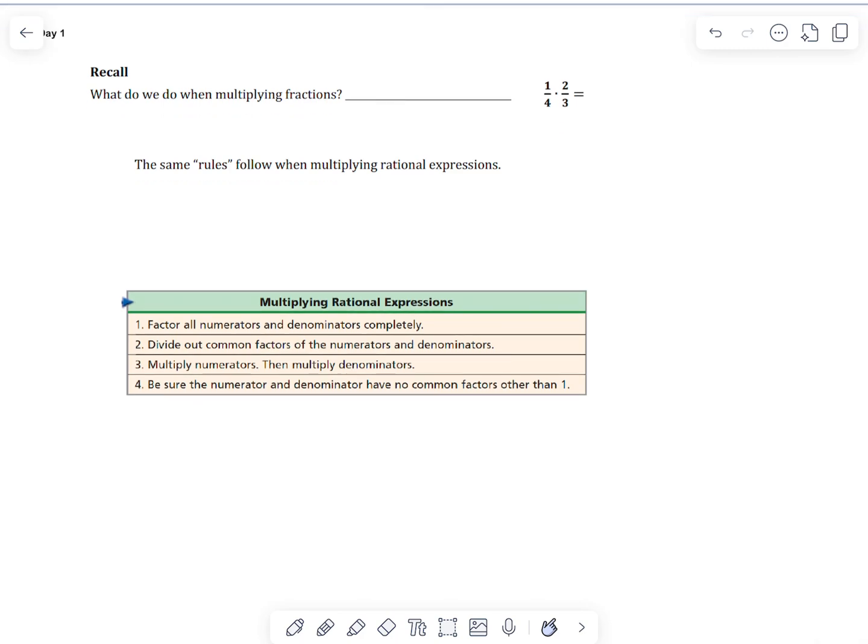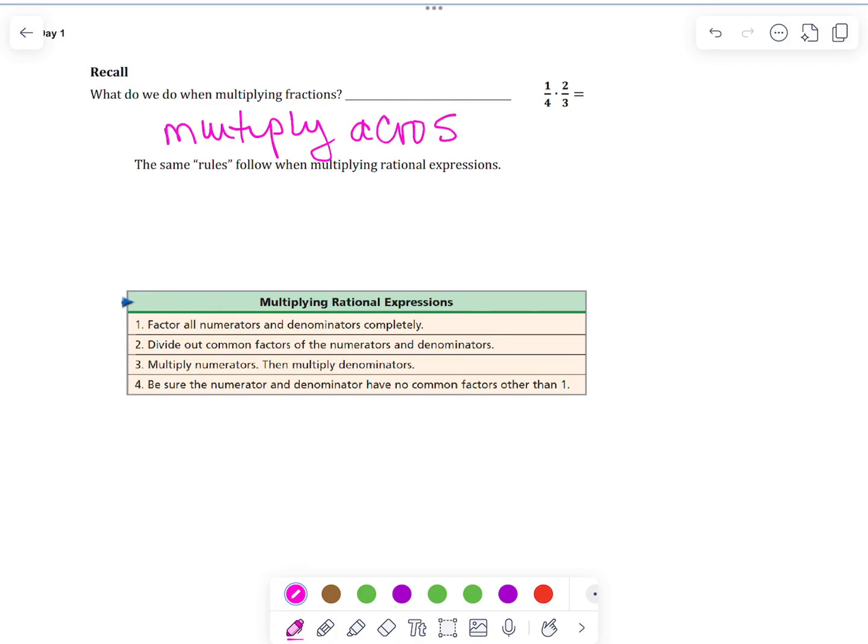What do we do when we multiply fractions together? What we do is we multiply across. So 1 times 2 is 2, and then 4 times 3 is 12, and then we reduce that fraction. There's a common factor of 2, so we get a 1 and a 6, which is 1/6.